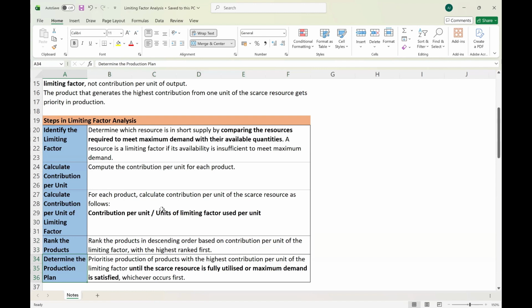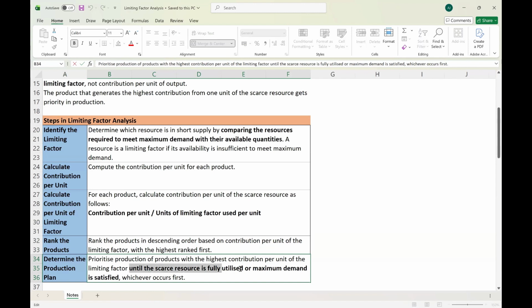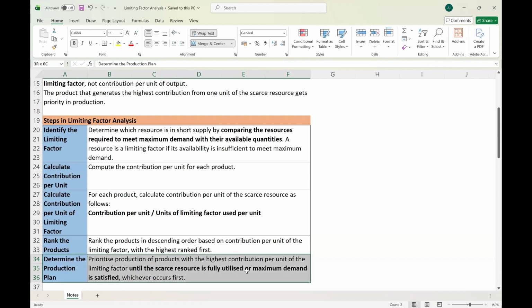Then you will determine the production plan basis this ranking. So you will prioritize production of products with highest contribution per unit of the limiting factor until, very important, the scarce resource is fully utilized or maximum demand is satisfied, whichever occurs first. So you have to make sure the limiting factor resource is fully utilized or the maximum demand of the product is met. So what are the 5 steps in limiting factor analysis?